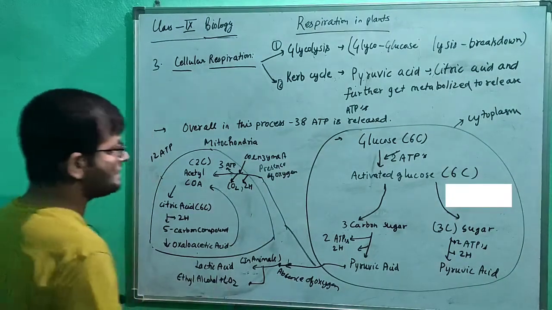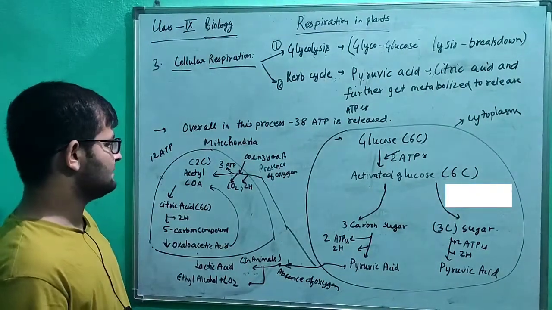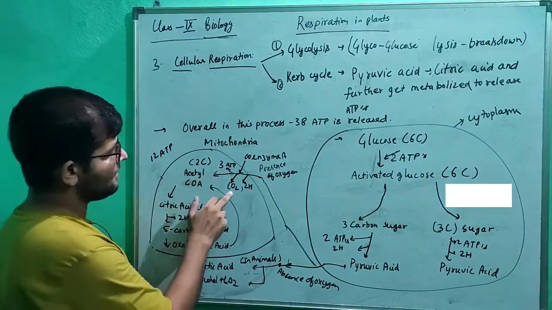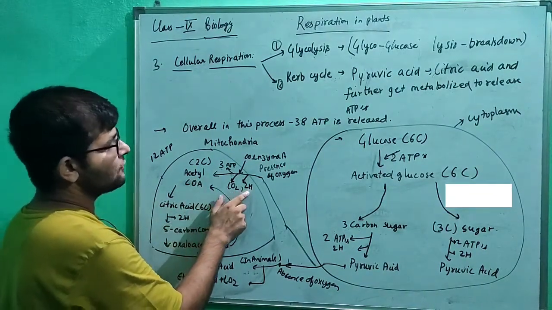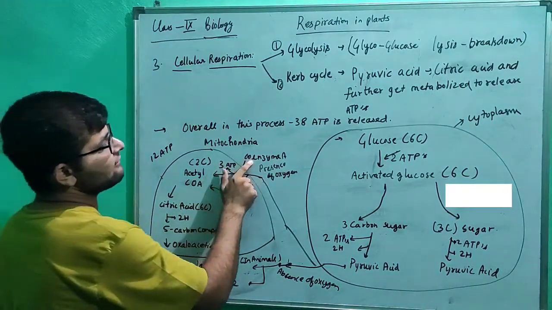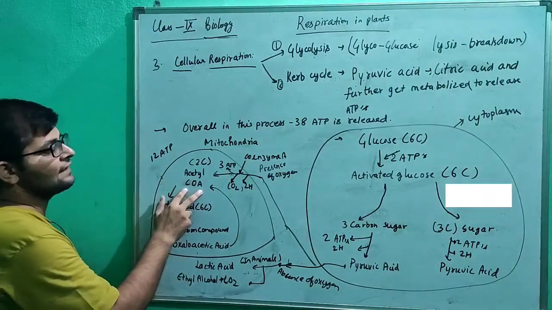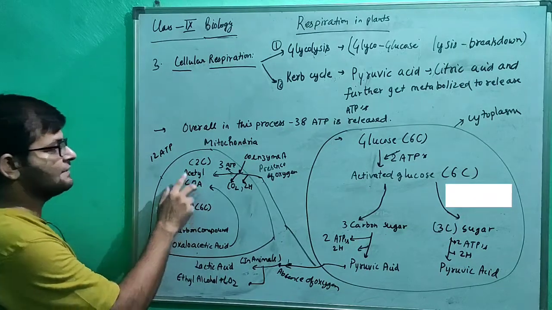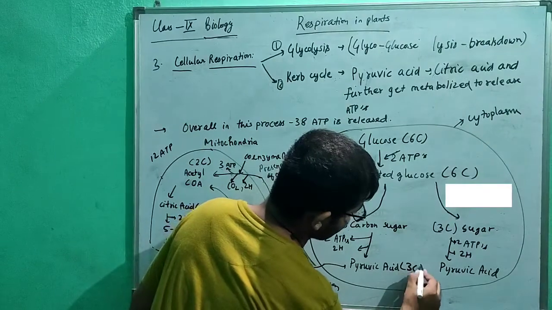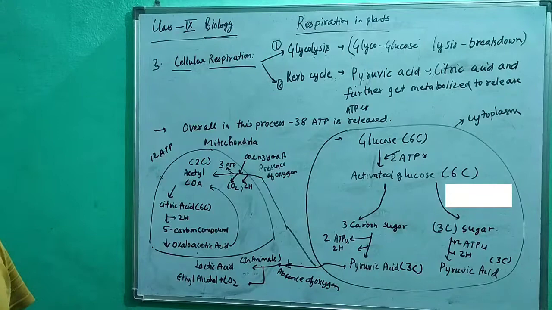Okay, so let's talk about the presence of oxygen. In presence of oxygen, the pyruvic acid is going to release 3 ATP, 1 carbon dioxide and 2 hydrogen molecule, and this pyruvic acid is going to combine with coenzyme A and will get converted into acetyl coenzyme A. This is a 2 carbon compound. Pyruvic acid is a 3 carbon compound.